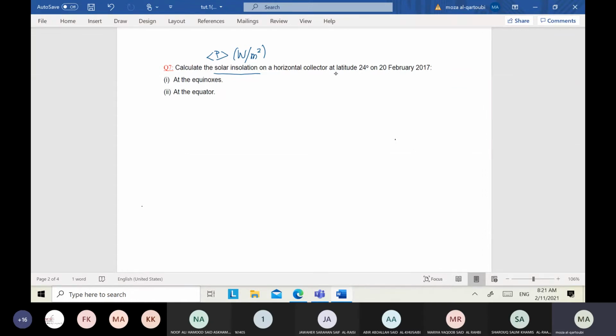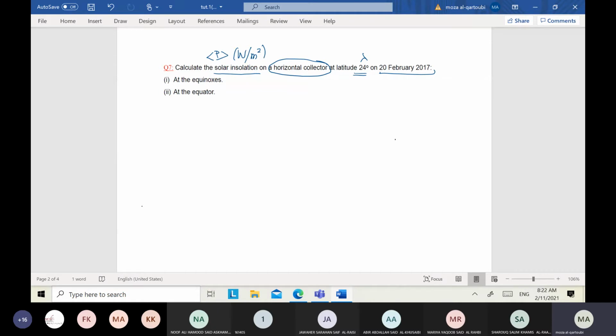So depending on this type, in question 7, we have a horizontal collector. Given latitude, this is lambda, equal 24 degrees, and given date 20 of February at equinoxes and at the equator. Okay, so we need to find now the power density of solar radiation. What is the difference between at equinoxes and at the equator? We saw before at equinoxes. Equinoxes means at spring and autumn, the two seasons, spring and autumn.